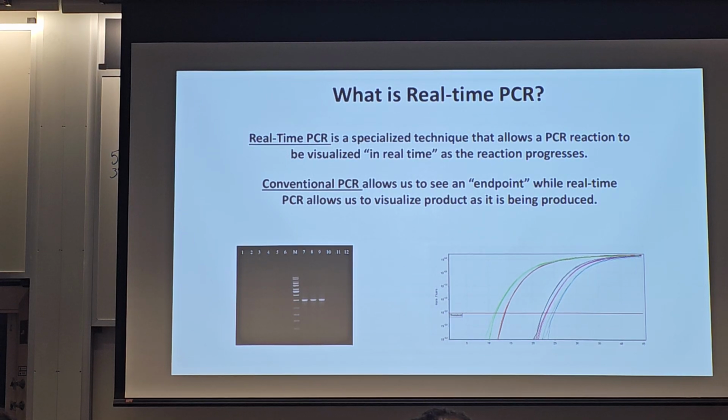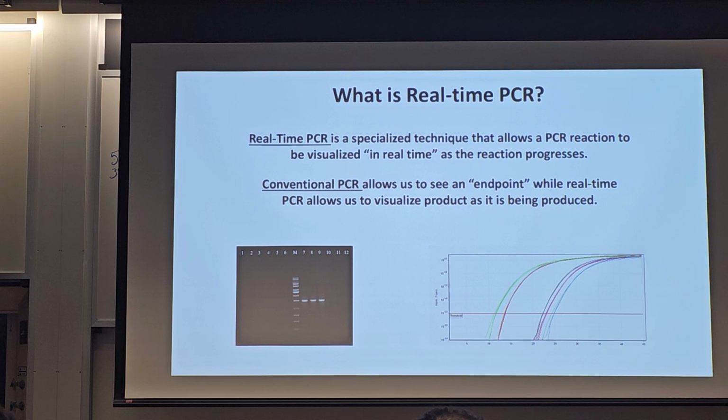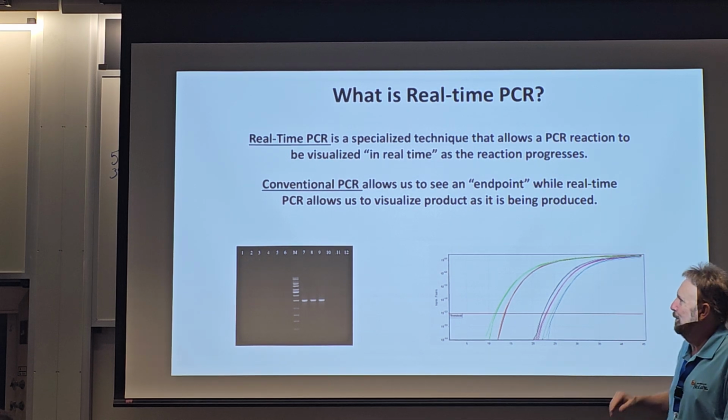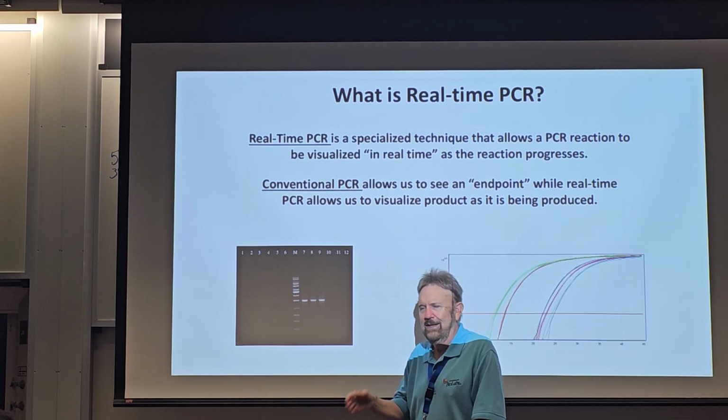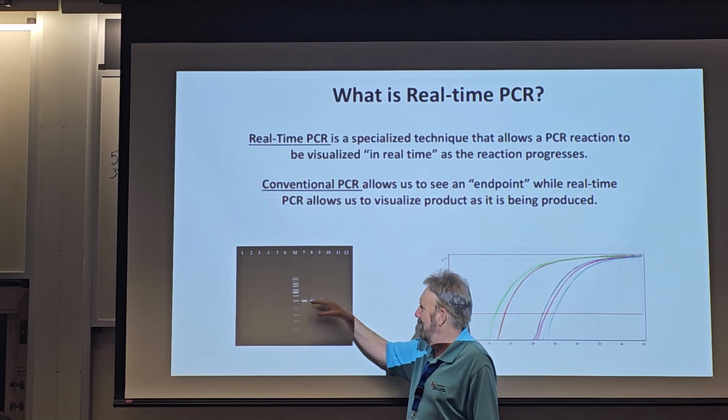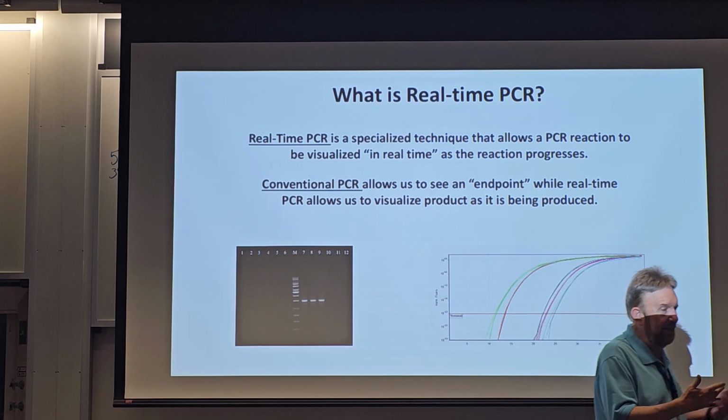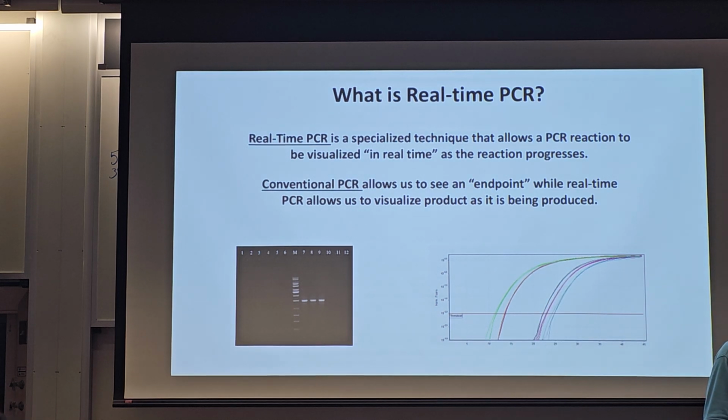Real-time PCR is really fantastic. The instruments that can do real-time PCR are monitoring how much product is in the tube constantly throughout the run. With the kind of PCR that we've been doing in class, which is called endpoint PCR, or just conventional PCR, we run the PCR for 30 or 40 cycles, and then we run it on a gel, and what we're seeing is the end product after the 30 or 40 cycles.